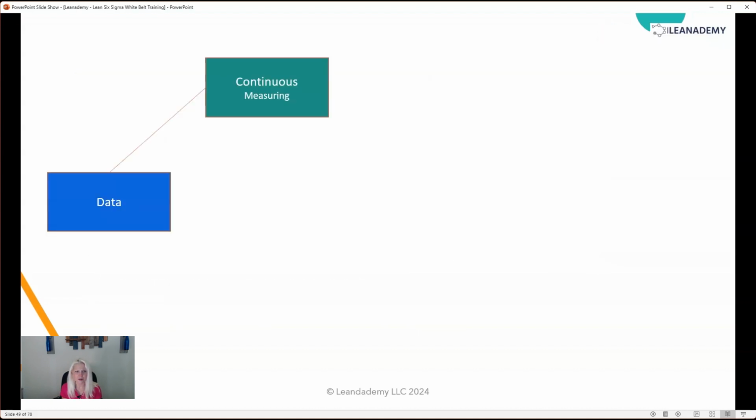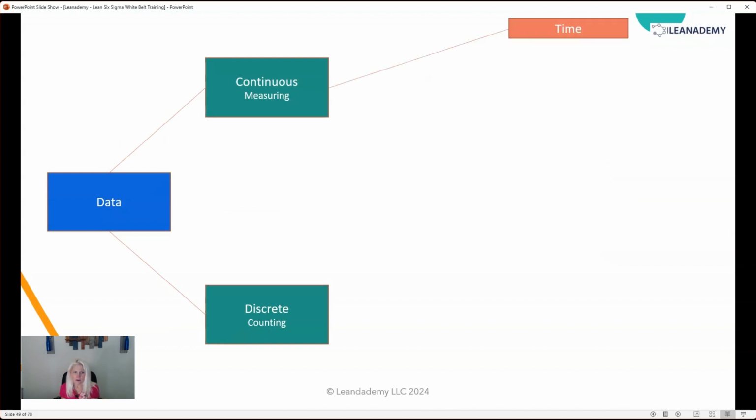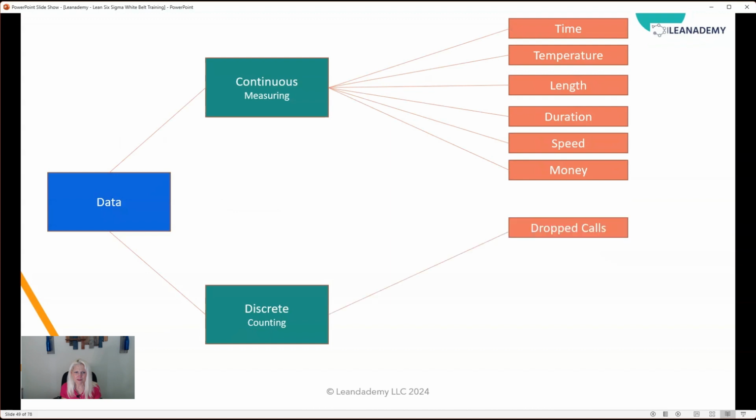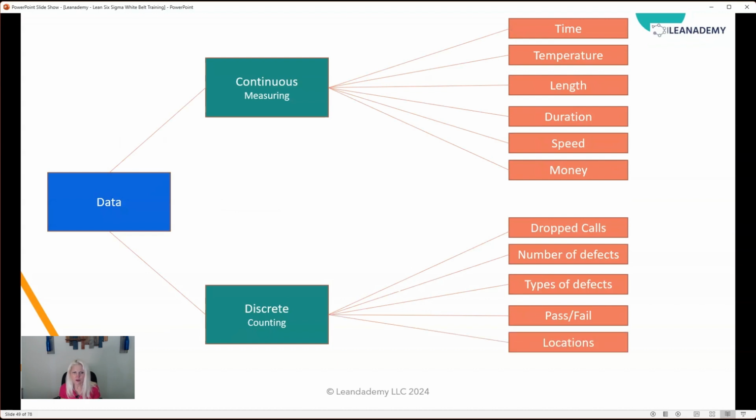So let's talk about data a little bit. We have continuous and discrete data. Think of continuous as measuring, discrete as counting. Examples of continuous data are time, temperature, length, duration, speed, money. And then for discrete, we think about dropped calls, number of defects, types of defects, pass or fail, locations, and number of customers.